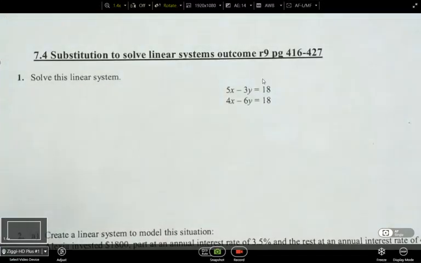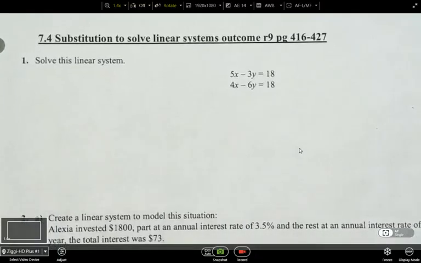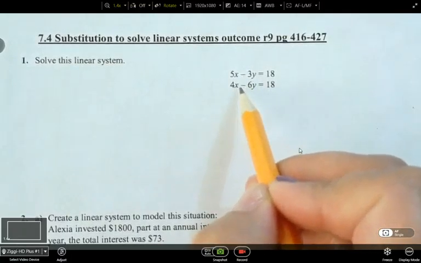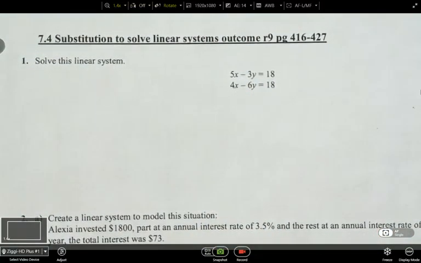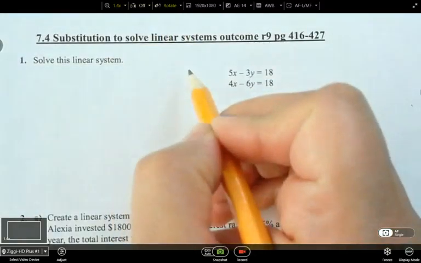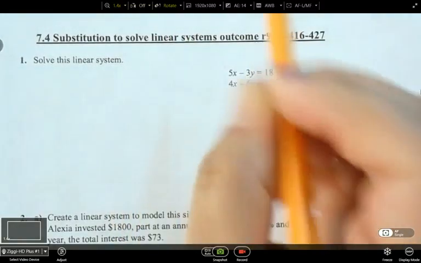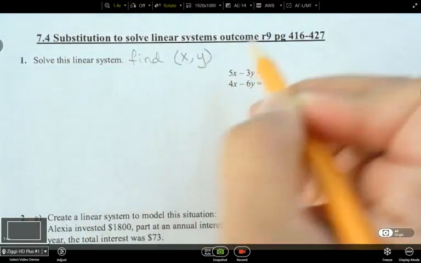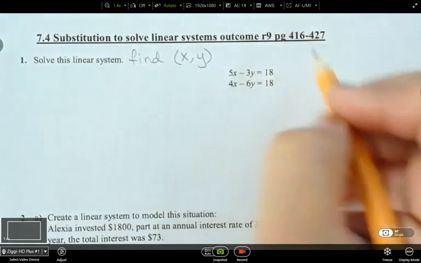Okay, so let's get into these questions now that we've tried a few simpler questions. So 7.4, substitution to solve linear systems, and this is outcome R9. Okay, all right, so here we've got these two equations. Now, what is our goal when we have two equations and they have an x and a y in them? What are we looking for? We need to solve the system. What does that mean? Find the xy point where they intersect, right?